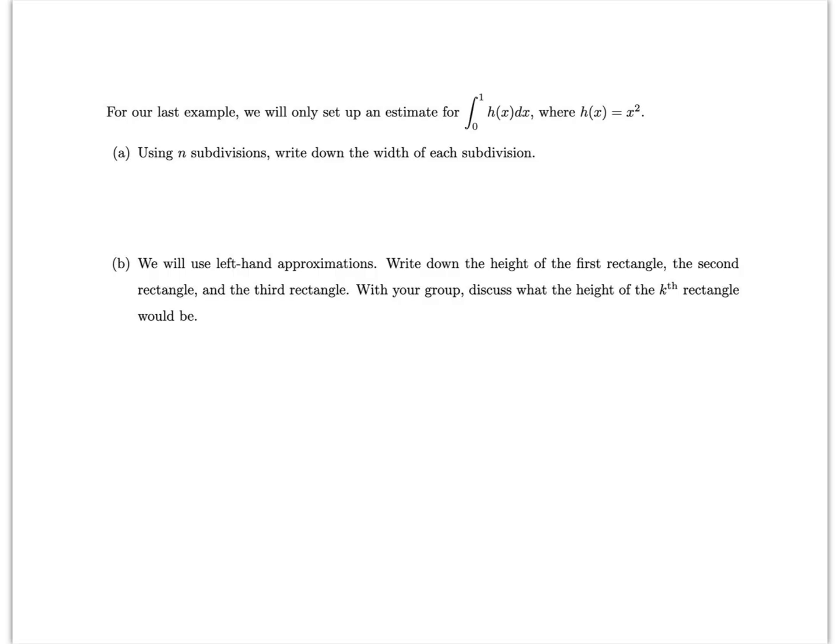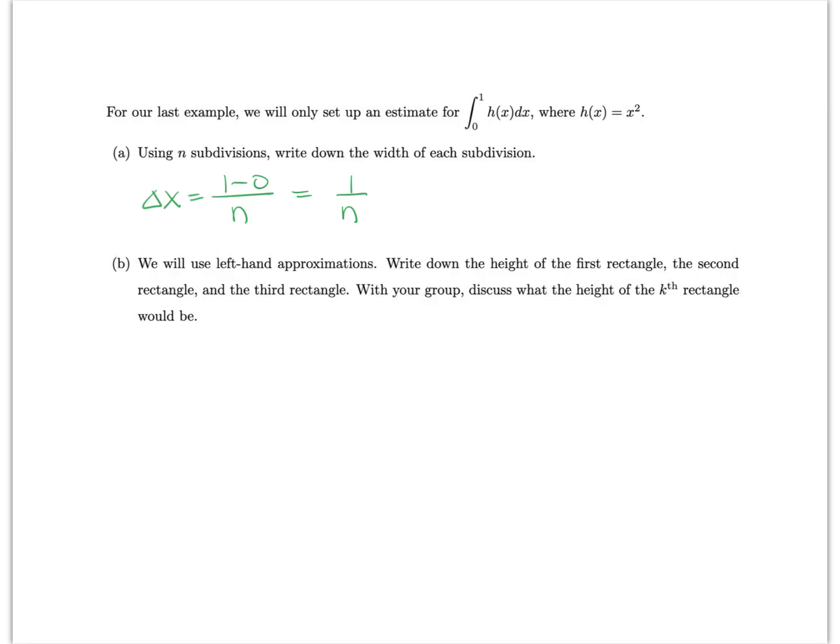For our last example, we're going to set up an estimate for the integral from 0 to 1 of h of x dx, where h of x equals x squared. If we're using n subdivisions, the width of each subdivision, which we call delta x, is going to be the full length of the interval, 1 minus 0 over n, which is just 1 over n. If we're going to use left-hand approximations, we want to write down the height of the first rectangle, the second rectangle, and the third rectangle, and I'm going to draw a picture.